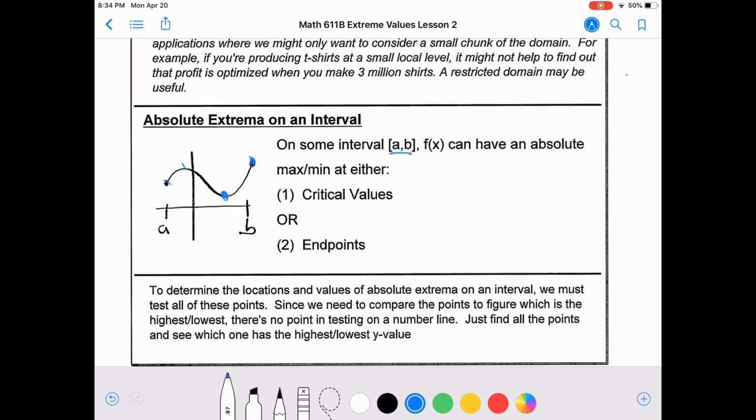And since it's only a few points that you're going to be testing, it's probably overkill for us to make one of those sign diagrams and show where y prime is positive and negative. All you need to do is find the y value at each of the points that you're interested in, and then compare them to see which one is the highest and the lowest. Let's try that on a function.